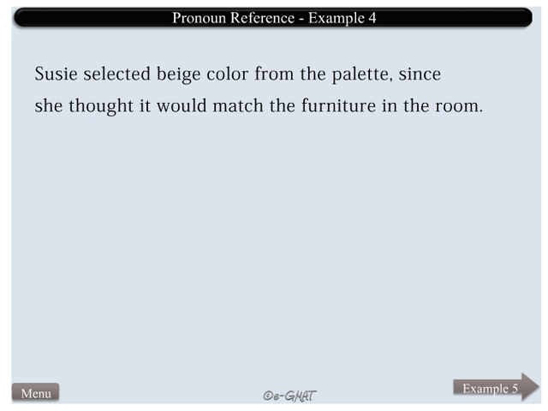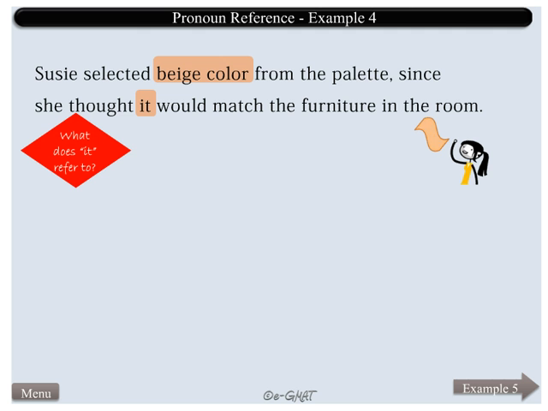Example 4. Read the sentence and then answer the question, what does it refer to? In this sentence, even though two nouns, color and palette, appear before the pronoun it, the pronoun clearly refers to the beige color. Let's replace the pronoun it with both nouns and see which one makes sense.